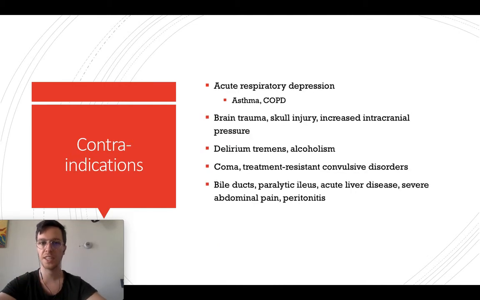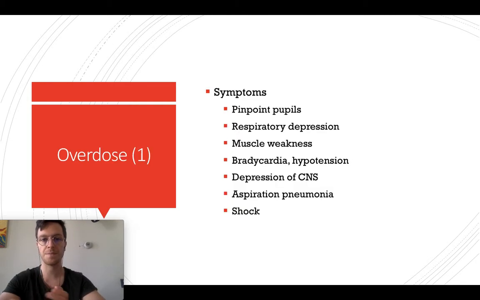There are also some contraindications, so indications where you cannot use morphine because it's too dangerous. I noted them here. So acute respiratory depression and asthma or COPD, brain traumas or skull injuries, delirium tremens or alcoholism, when somebody is in a coma or has a convulsive disorder, or when there are some abdominal problems like bile duct problems, ileus, acute liver disease, severe abdominal pains, or peritonitis. Then please don't give morphine.